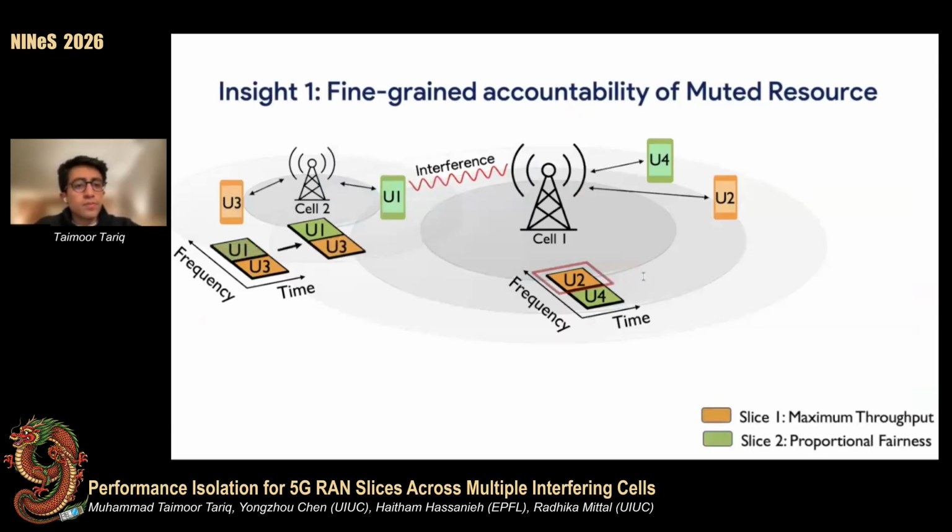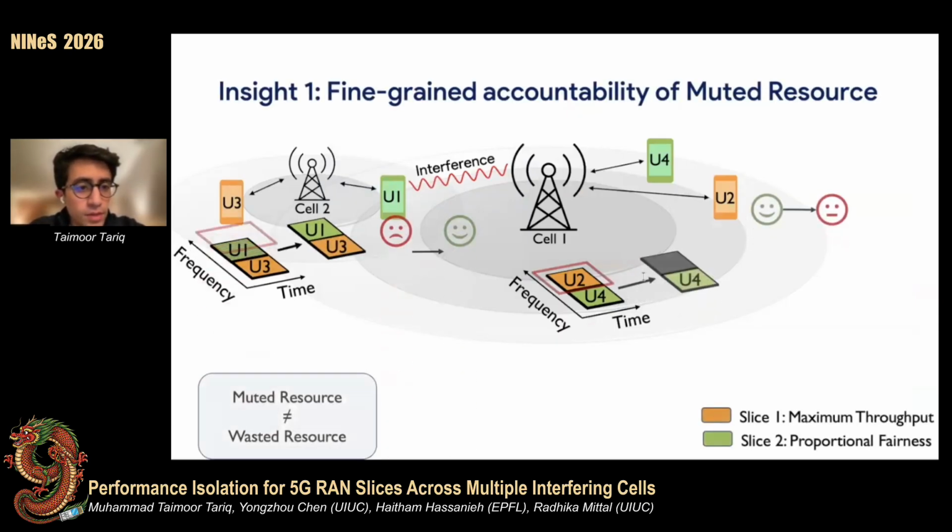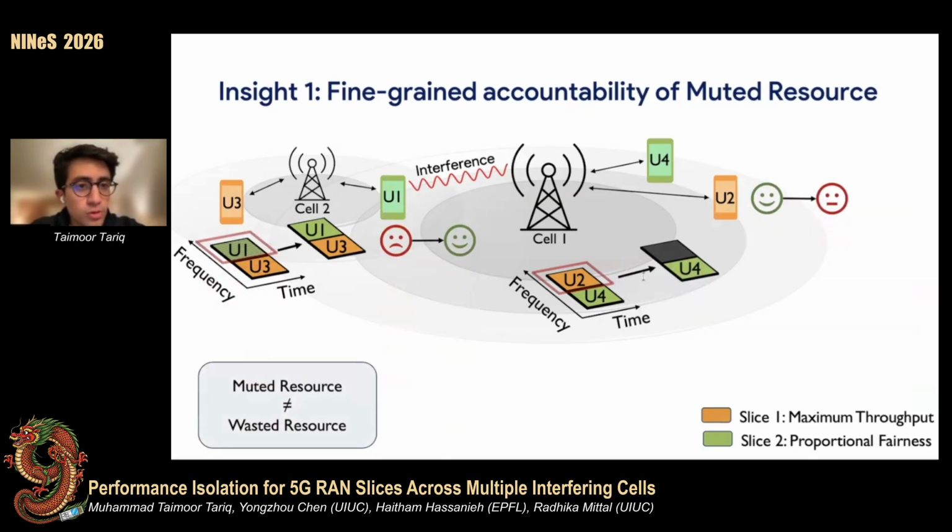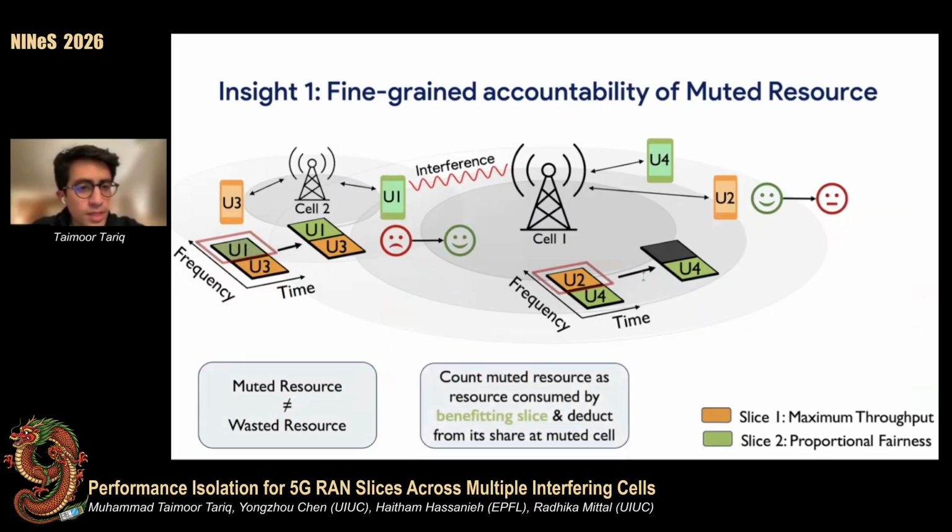So in our work, we observe that the one key thing is that we should do fine-grained accountability of a muted resource. What we mean by that is that instead of thinking of a muted resource as a wasted resource, we count the muted resource as a resource consumed by the benefiting slice and deduct from its share at the muted cell. So in this case, the green slice benefits at cell 2.